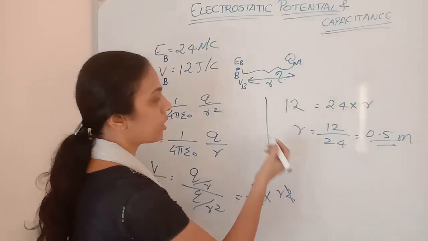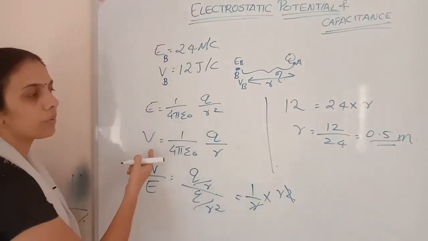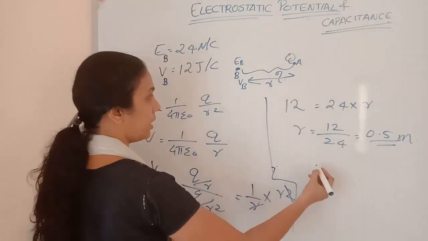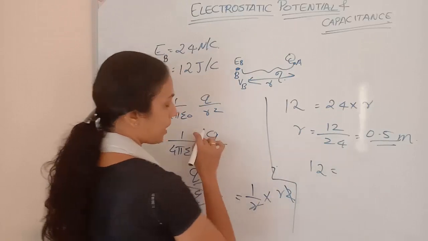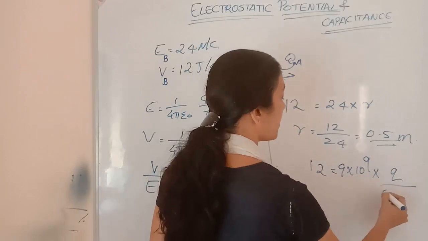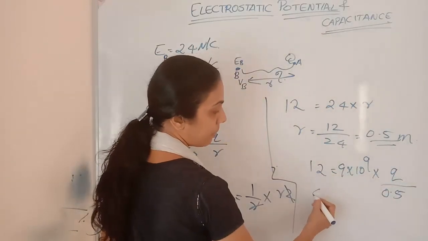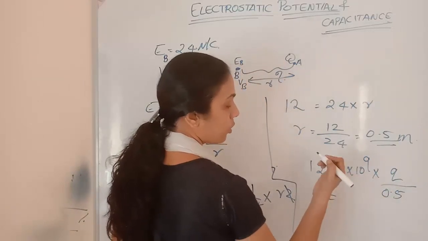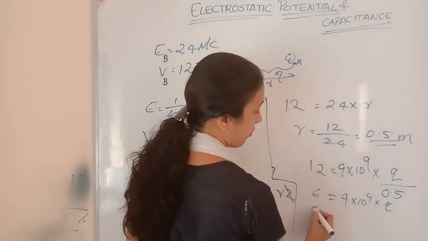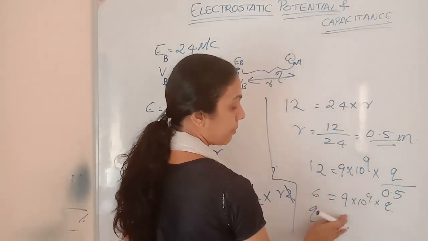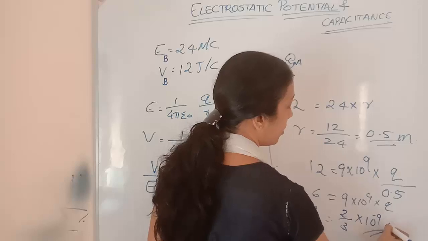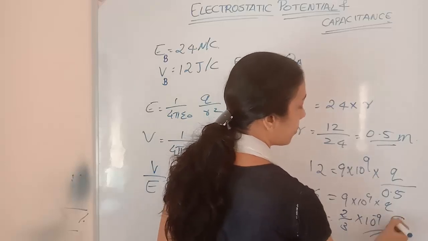And here the charge is also asked, right? R is given, so we can find out the charge by substituting in any one of these equations. While substituting for V, the value is 12, 1 by 4 pi epsilon 0 is 9 into 10 to the power 9, and the Q value we need to find out. R we already got as 0.5. So 12 into 0.5 is 6, so 6 equals 9 into 10 to the power 9 into Q. Therefore Q equals 6 by 9, which we can write as 2 by 3 into 10 to the power minus 9 Coulomb. The charge unit is Coulomb.